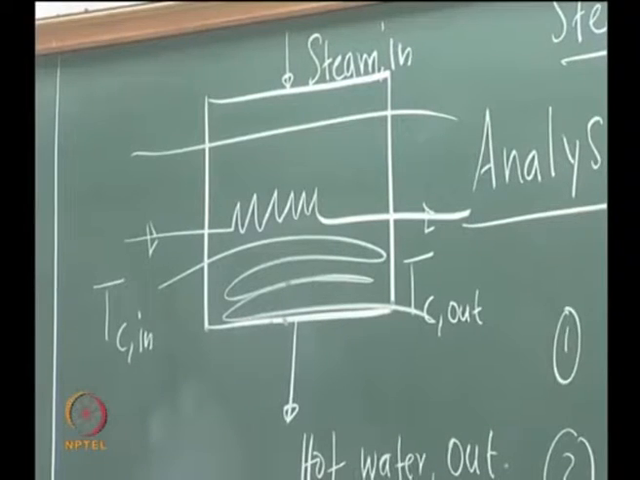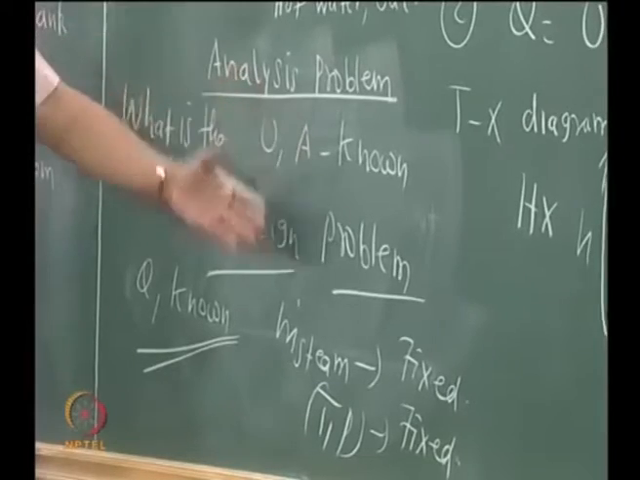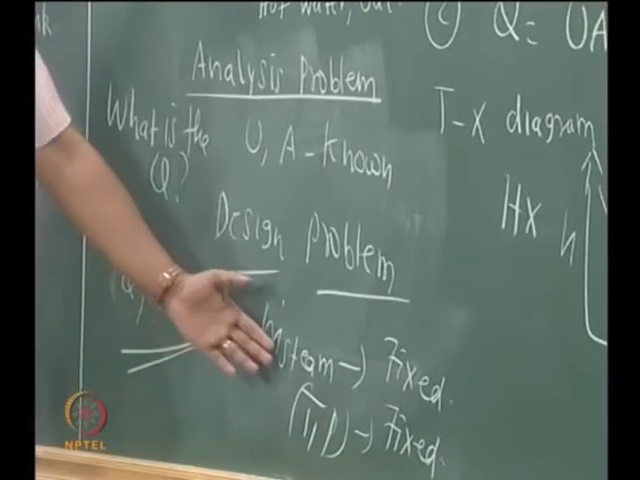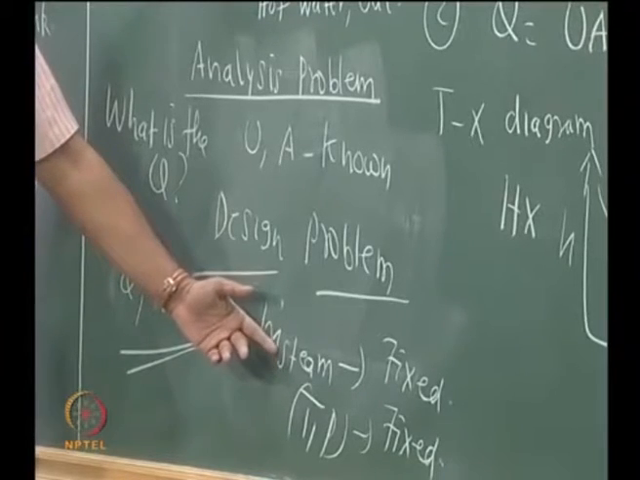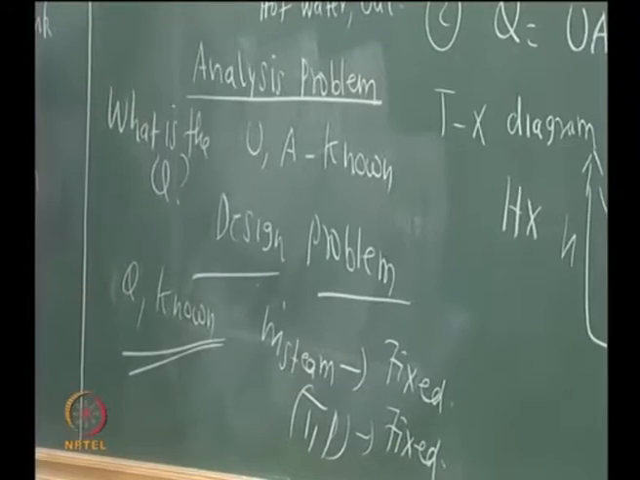The determination of the behavior of the system implies the calculation of its response under the specified inputs. For example, in this system, suppose I change the U, suppose I change the A, or in this system I just change the m dot, what happens? From the design flow rate of steam, minus 10%, minus 15%, plus 10%, plus 15%, what happens? So you will have to do what is called a sensitivity study also.